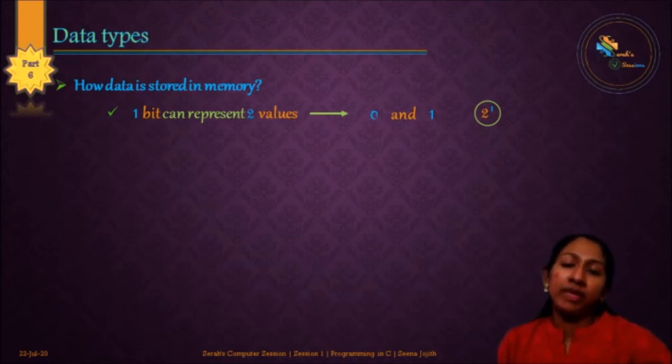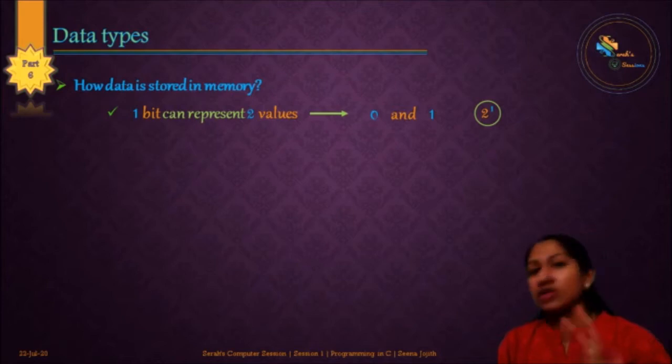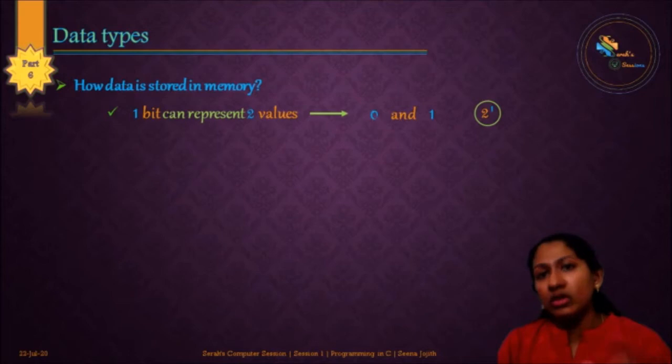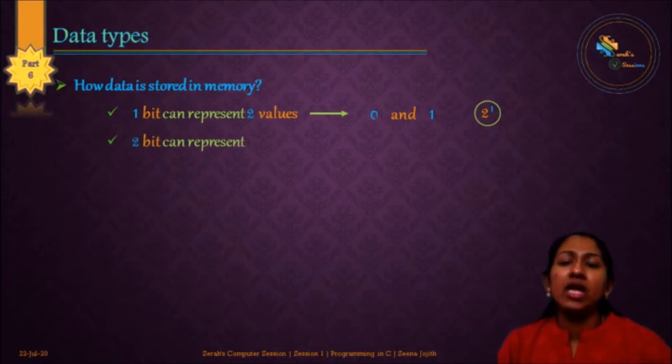So one bit can represent two values. One bit can store only one value at a time, but a total of two values can be represented using one bit, and that is nothing but 2 raised to 1. So then 2 bits can represent how many values? Let's see.